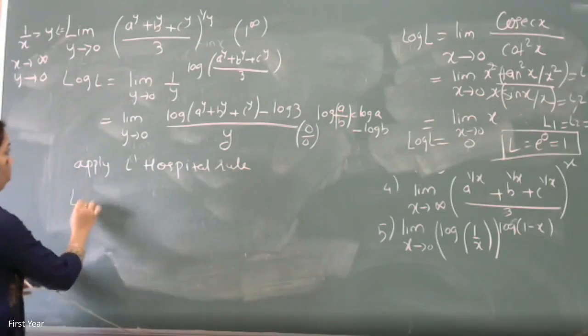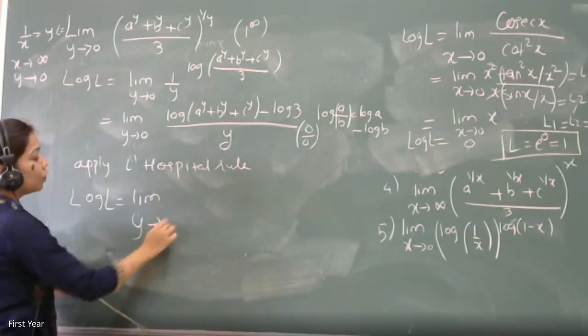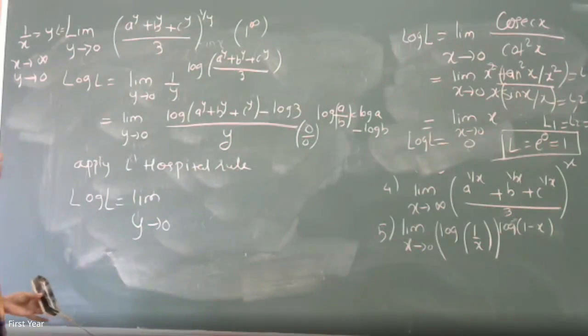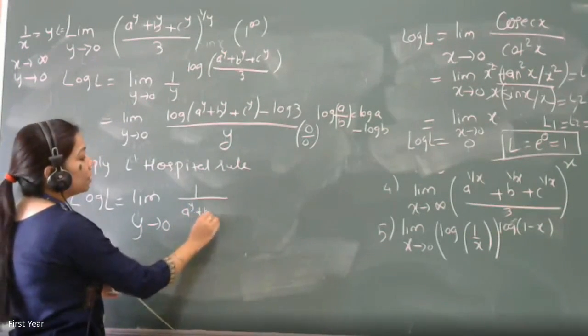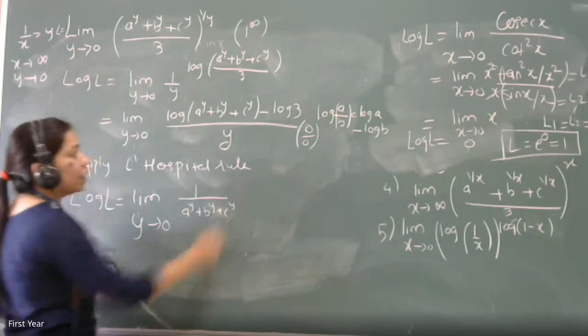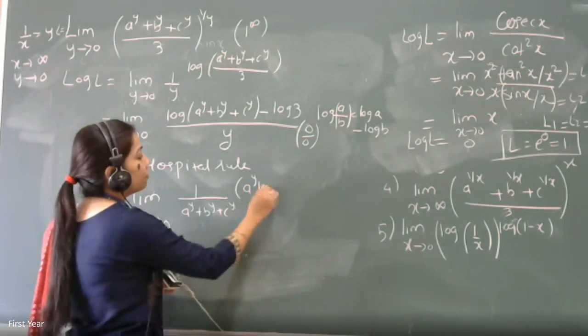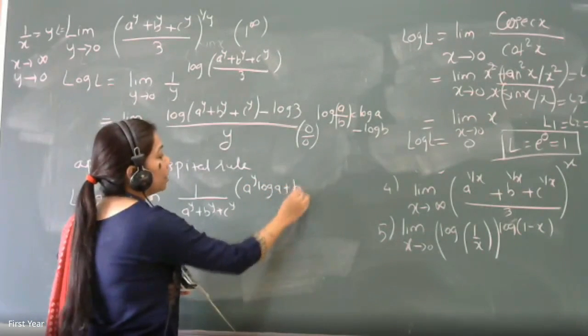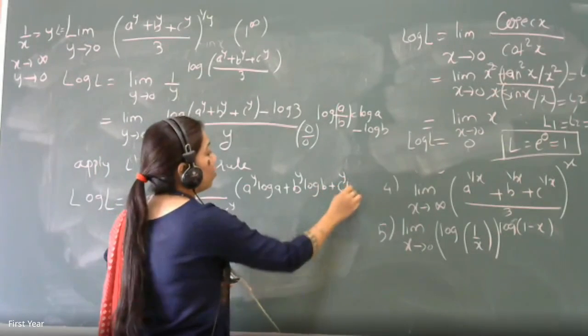Okay, and therefore log A will become now limit as y tends to 0, derivative of log is 1 upon a raised to y plus b raised to y plus c raised to y, into derivative of these functions, which is a raised to y log a plus b raised to y log b plus c raised to y log c.